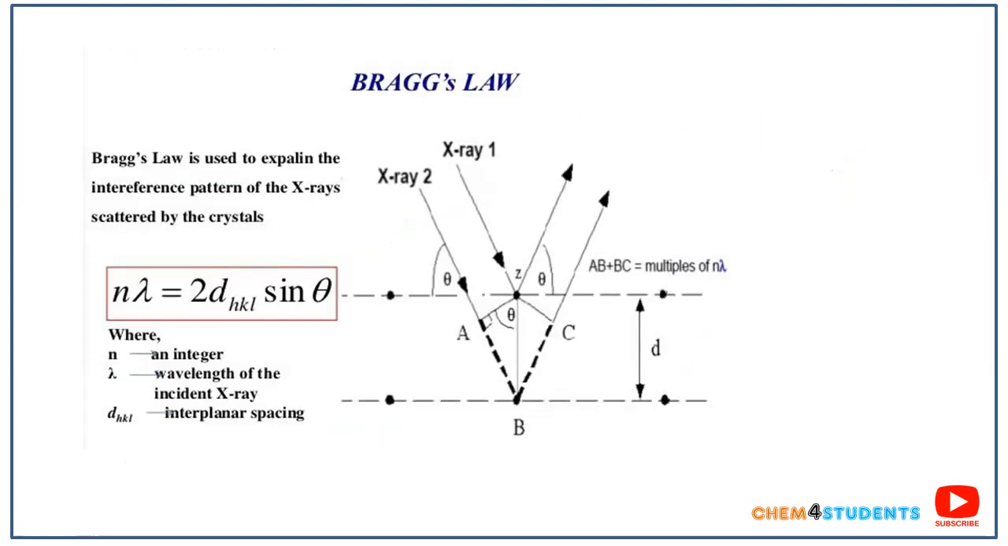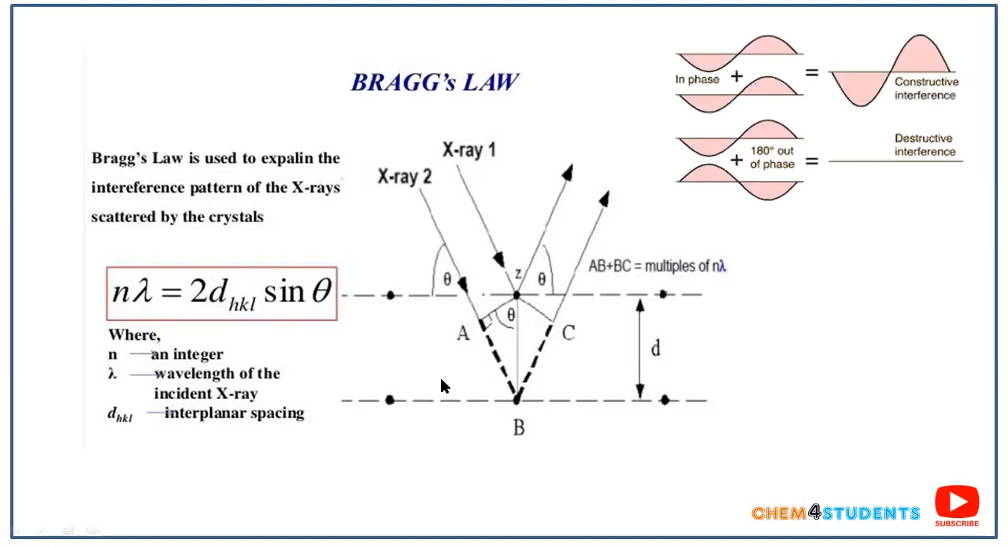When a monochromatic X-ray beam strikes an atom in the crystalline lattice, each atom becomes a source of scattered radiation of the same wavelength. When the path difference between two reflected waves is equal to the wavelength of X-rays, diffraction happens. So here nλ = 2d sinθ. This is Bragg's law, in which n is an integer, λ is the wavelength of incident X-rays, and d is the interplanar spacing.